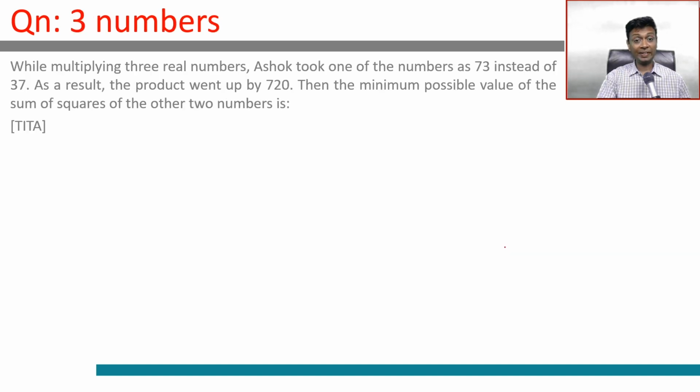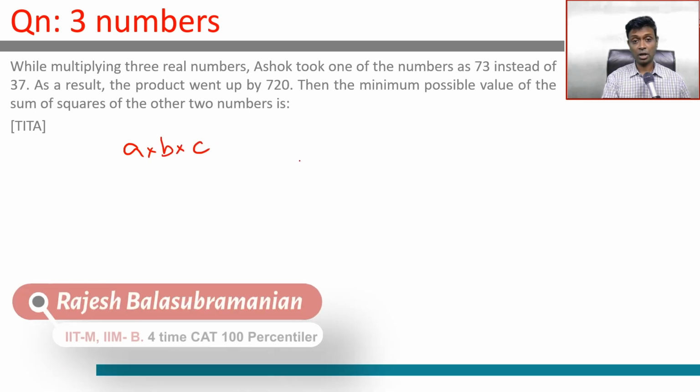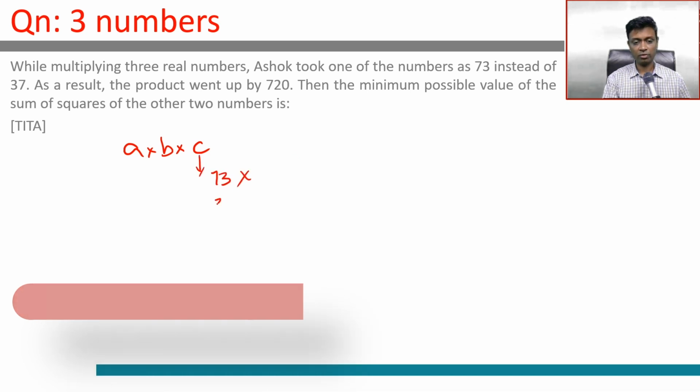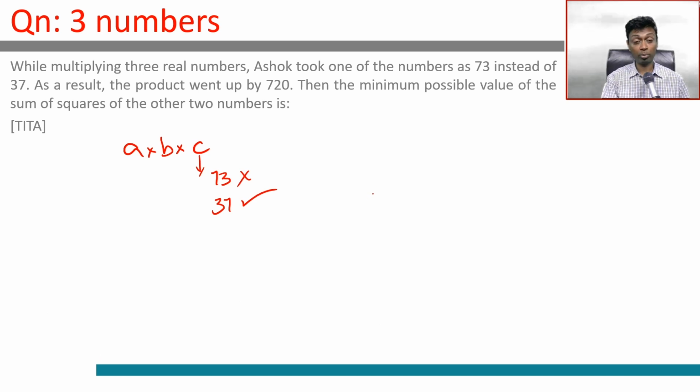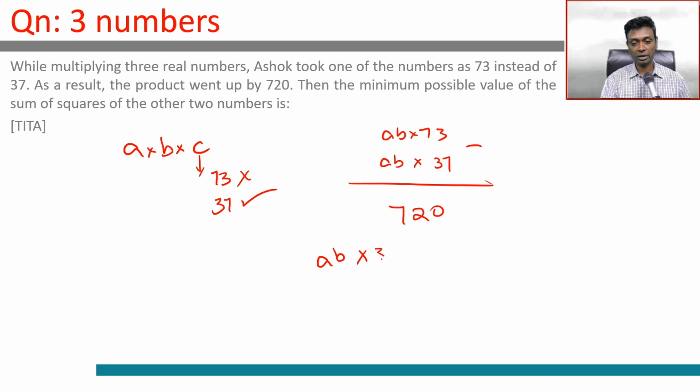Done. While multiplying three real numbers, let's say a, b, c, Ashok took one of the three numbers as 73 instead of 37. Say c, he takes as 73. He should have taken it as only 37. The product went up by 720. So AB into 37 is what he should have done. AB into 73 is what he did. The difference is 720. Or A into B into 36 is 720. A into B is 20.